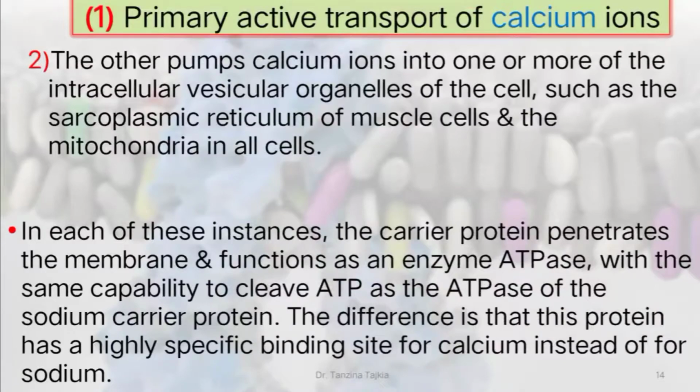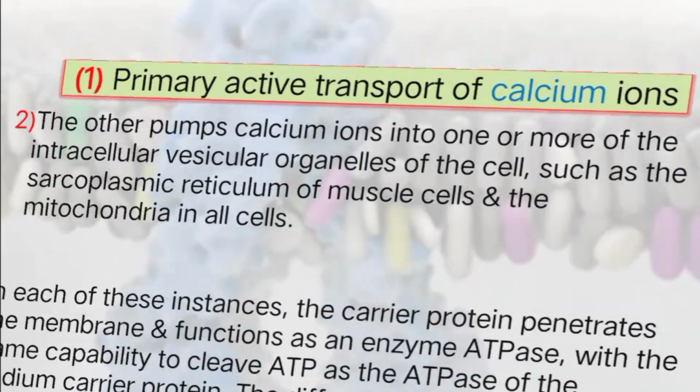In each of these instances, the carrier protein penetrates the membrane and functions as an enzyme ATPase with the same capability to cleave ATP as the ATPase of the sodium carrier protein. The difference is that this protein has a highly specific binding site for calcium instead of sodium.